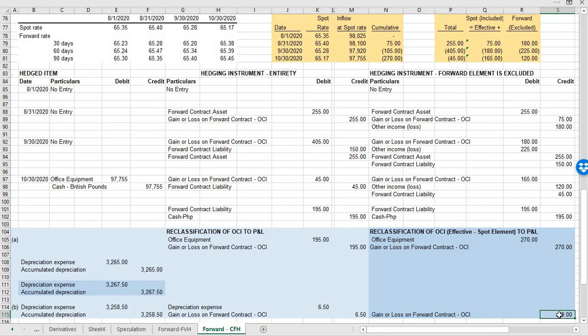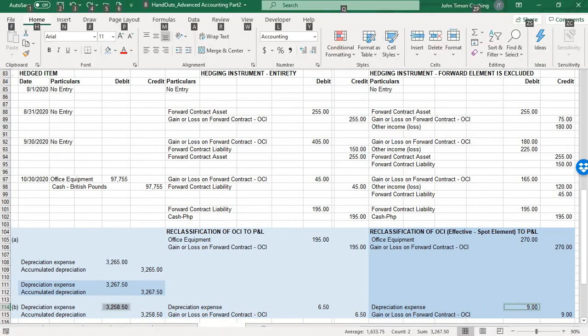And ano ang ating ide-debit? Siyempre, ang ide-debit natin is a P&L account kasi dapat ma-reclassify siya sa P&L. At anong P&L account? Depreciation expense, 9 pesos. So, by recording this additional entry, hindi na 3258.50 ang ating depreciation expense. Madadagdagan siya ng 9 pesos. So, 3258.50 plus 9 pesos, ang total na depreciation expense natin is 3267.50, which is also the same depreciation if we choose to adjust the initial cost of the office equipment. So, ganun din, di ba? 3267.50.